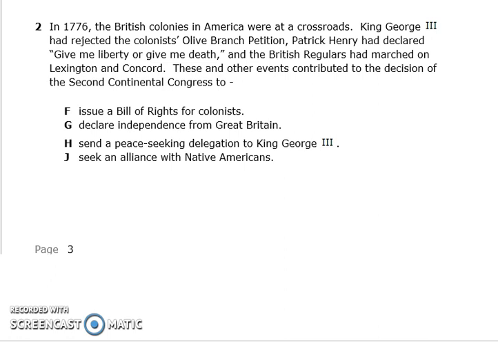Issue a Bill of Rights for colonists. G. Declare independence from Great Britain. H. Send a peace-seeking delegation to King George III. Or J. Seek an alliance with Native Americans.